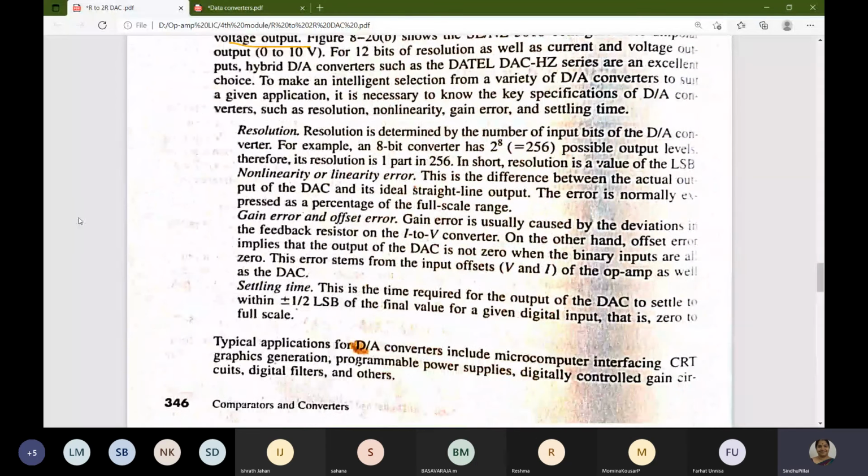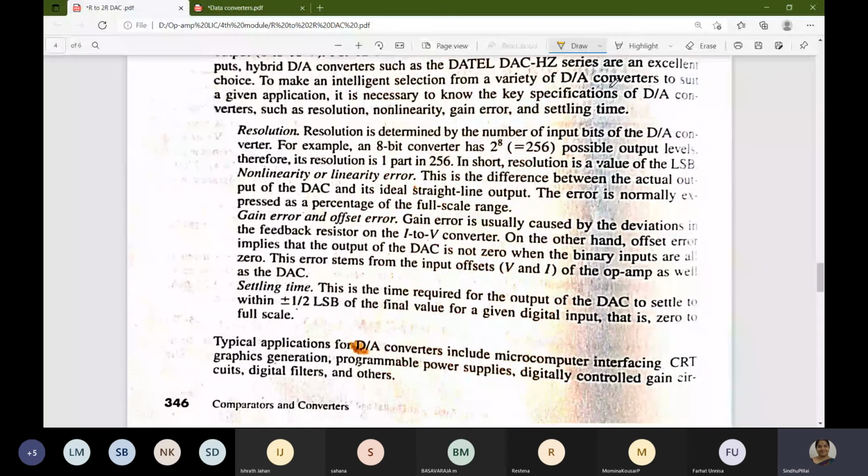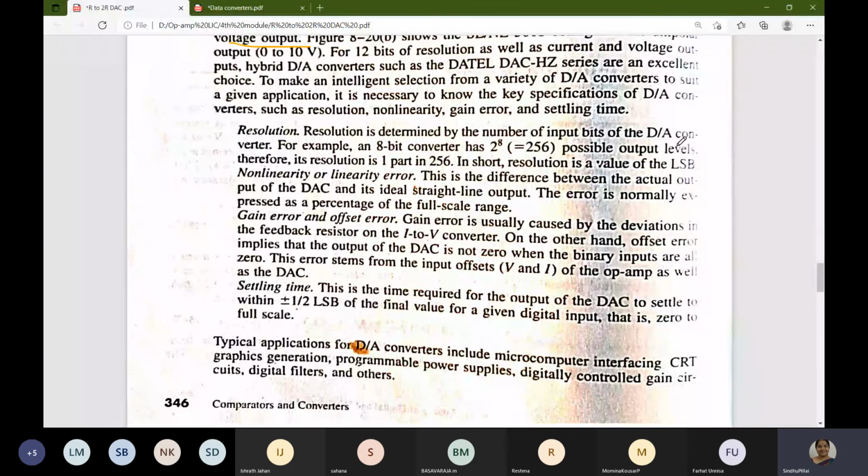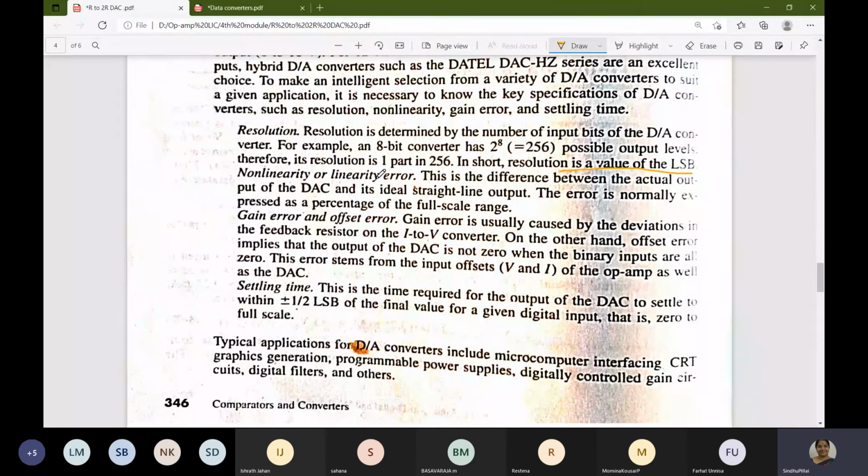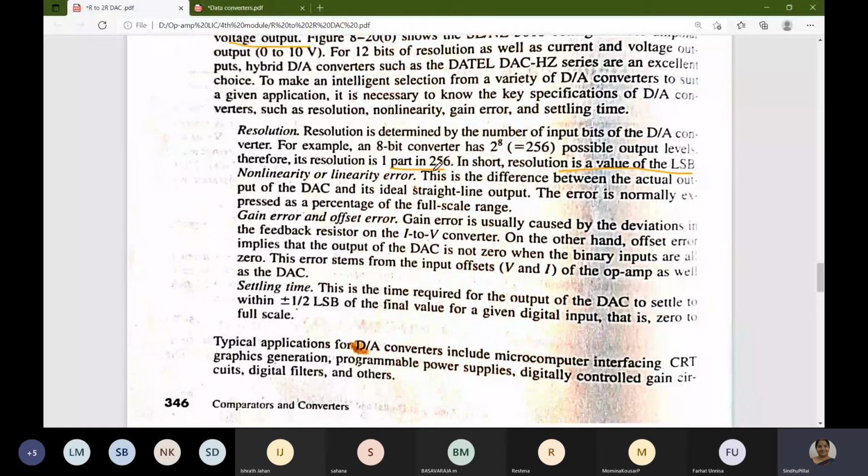Next, moving to the resolution. Resolution is determined by the number of input bits. Resolution means the smallest value it can measure, so it will tell about the LSB. The resolution is the value of the LSB. For example, for an 8-bit converter, 2 power 8 means 256 possible output levels. Therefore, its resolution is 1 part in 256. What is that LSB? That will tell about the resolution. The error is normally expressed as a percentage of the full scale range.